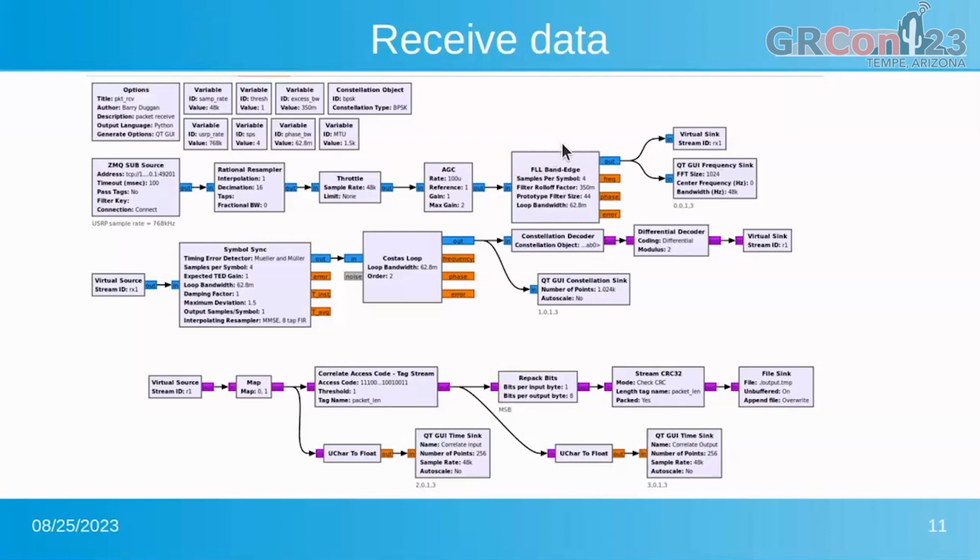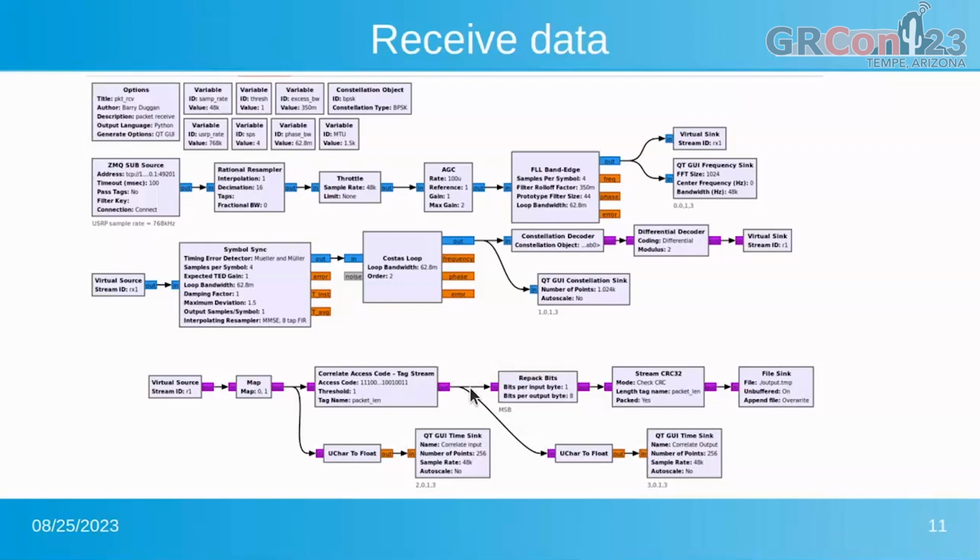to do the fine tuning of the signal, because over the air two USRPs are not going to have exactly the same frequency. And then the symbol sync, the Costas loop, traditional BPSK decoding, constellation decoder, differential decoder, and a map. So at this point, this is the received bit stream. The correlate access code is looking for that access code that we put into the protocol header. When it finds it, then it extracts the packet length and creates a tagged stream for the output.